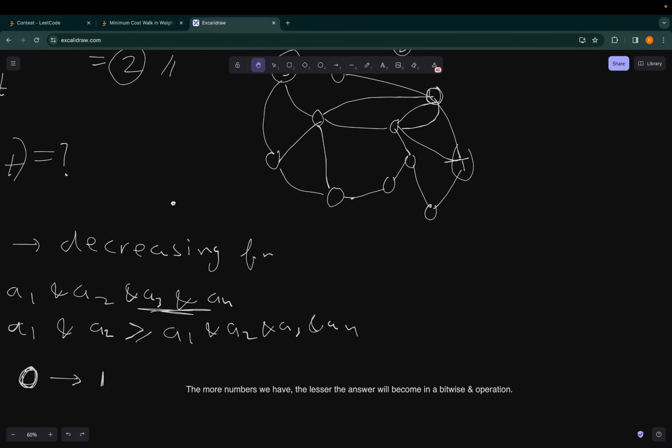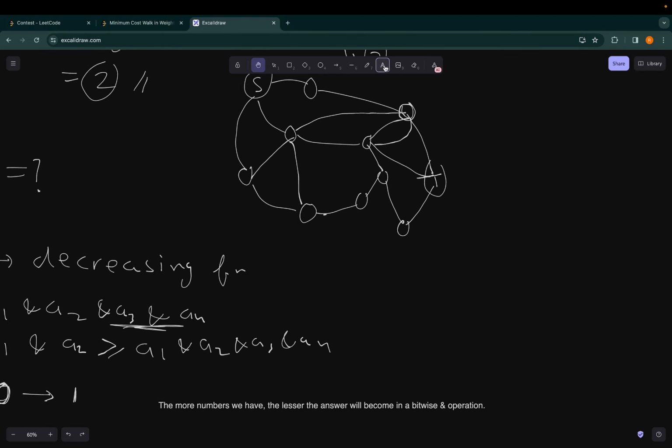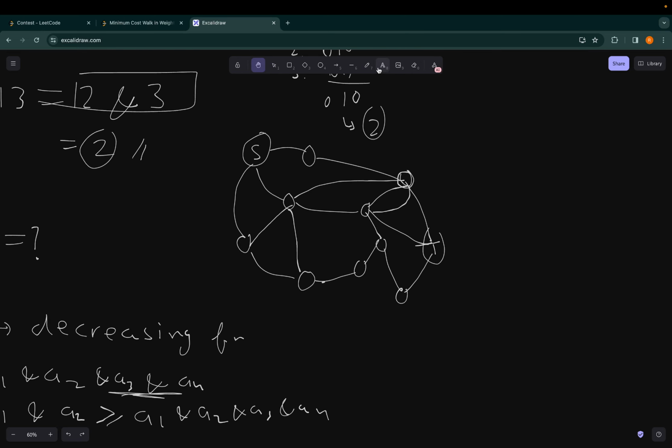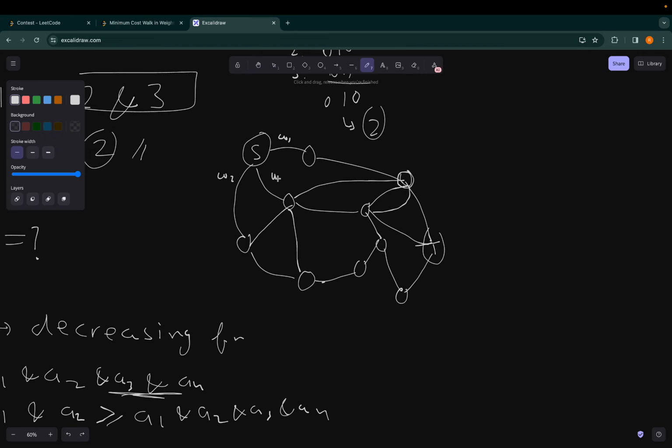as per our definition over here, it says the more numbers we have, the lesser the answer will become in bitwise AND operation. That means that our goal should be to do bitwise AND of all these edges. So these are the edges W1, W2, W3, W4, W5, W6, and so on up till Wn. So our answer for S and T would be the bitwise AND of all these edges, of this edge, this edge, this edge, all of them, just do it bitwise AND, and that would be your minimum distance.